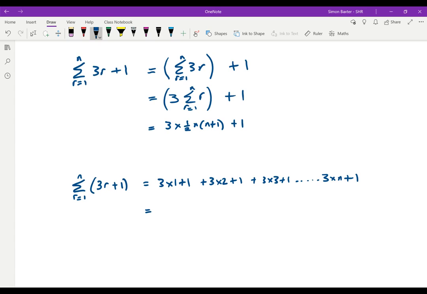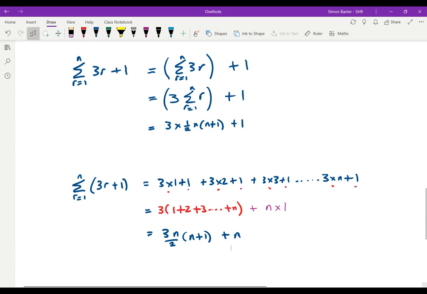Well, if I look at the terms with a 3 in, 3 times 1, 3 times 2, 3 times 3, 3 times n, that is equal to 3 times 1 plus 2 plus 3 up to plus n, as we had before. And if we look at the rest, we've got 1 plus 1 plus 1 plus 1. We've got plus n lots of 1. And so this gives us 3 times a half n, n plus 1, plus n.